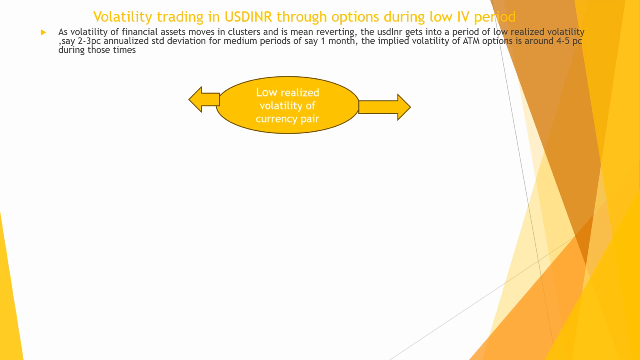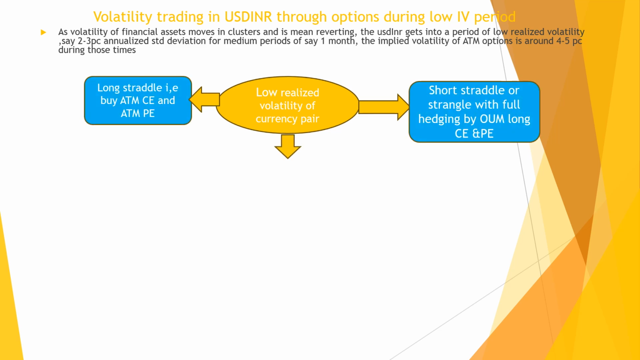Now let's examine the broad option trading strategies during a period of low realized volatility of currency pairs. Long straddle, that is, buy at the money call and put options with the same strike price. Short straddle or short strangle with full hedging by out of the money long call and put options. Short straddle means shorting call and put options with the same strike price, and short strangle means shorting call and put options with different strike prices.